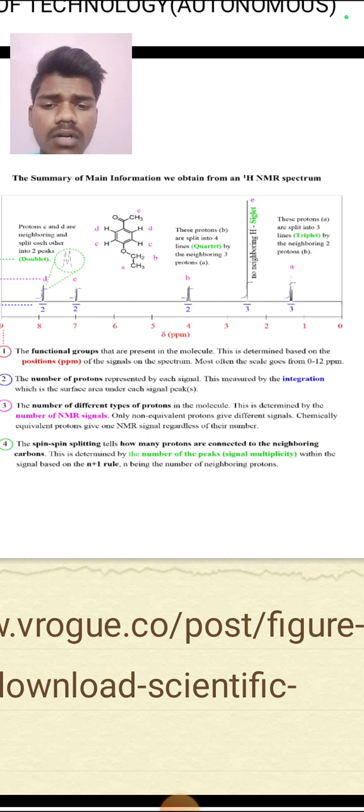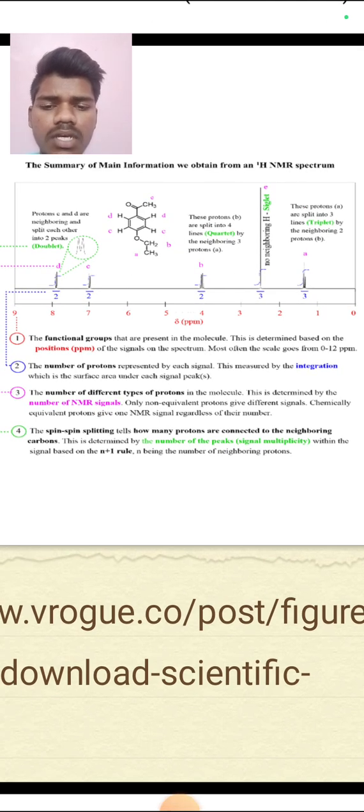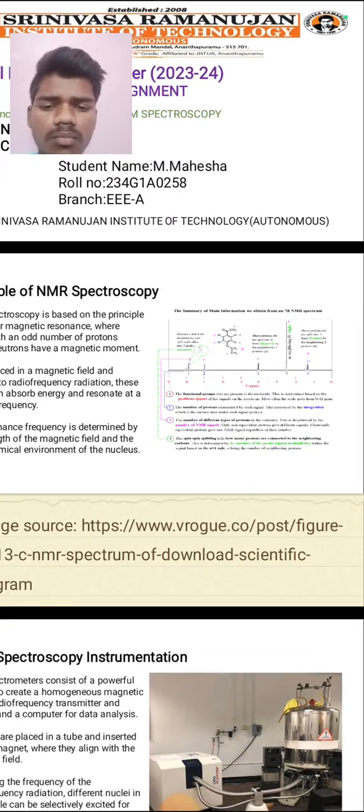This is determined by the number of NMR signals. Only chemically non-equivalent protons give different signals. Equivalent protons give one NMR signal regardless of their number. Fourth one, the spin splitting. How many protons are connected to the neighboring carbons? That is determined by the number of peaks, the signal multiplicity, within the signal based on the n+1 rule, n being the number of neighboring protons.